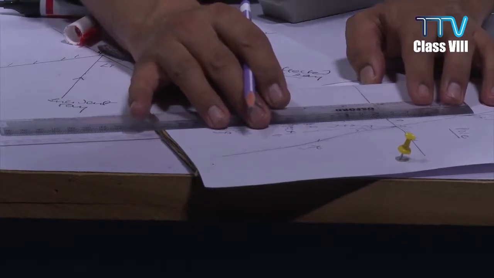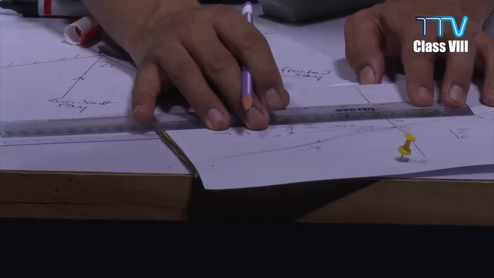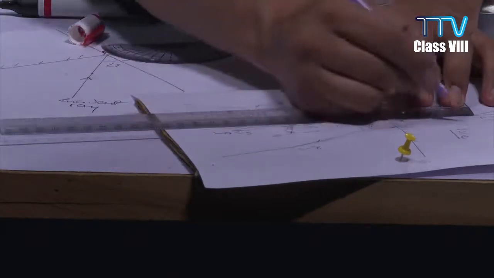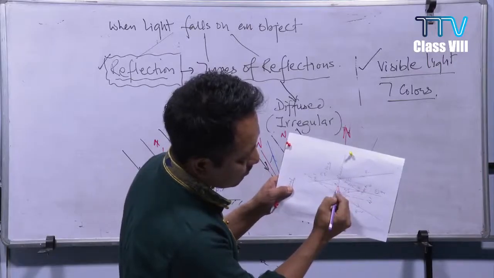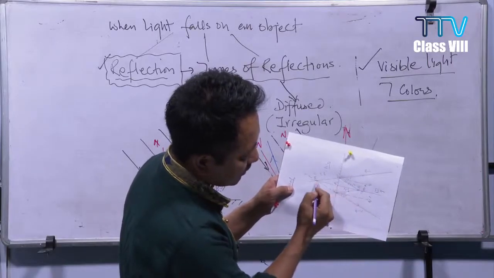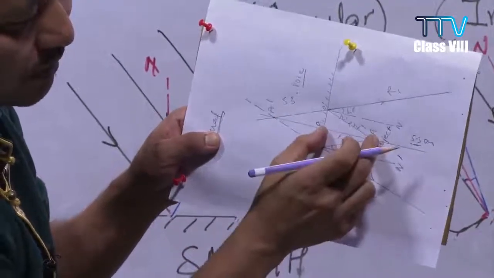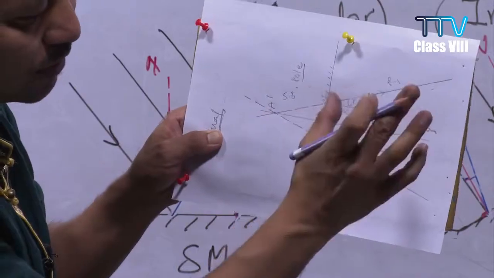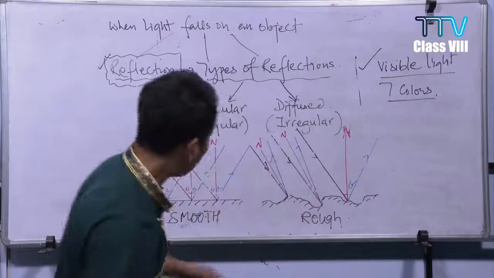Let us do it once again. It's near about 5.3. So I would count it as 5.3. So we can see that the distance of the object from the mirror and the distance of the image from the mirror are the same. Both distances are equal in a plane mirror.